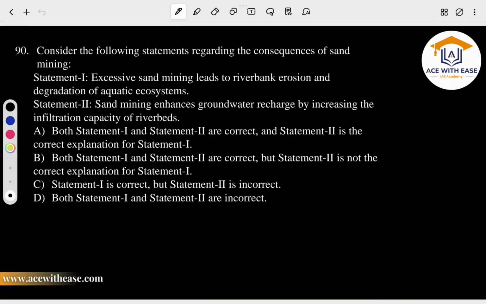90. Consider the following statements regarding the consequences of sand mining. Sand mining is also one issue that is present. Excessive sand mining leads to riverbank erosion and degradation of aquatic ecosystems. Yes, the statement is correct. Sand mining enhances groundwater recharge by increasing the infiltration capacities of riverbeds. No, sand mining decreases groundwater recharge and infiltration capacities. So only statement 1 is correct, whereas statement 2 is incorrect.